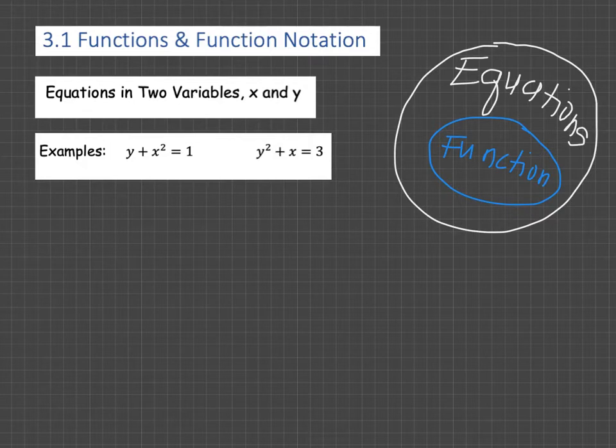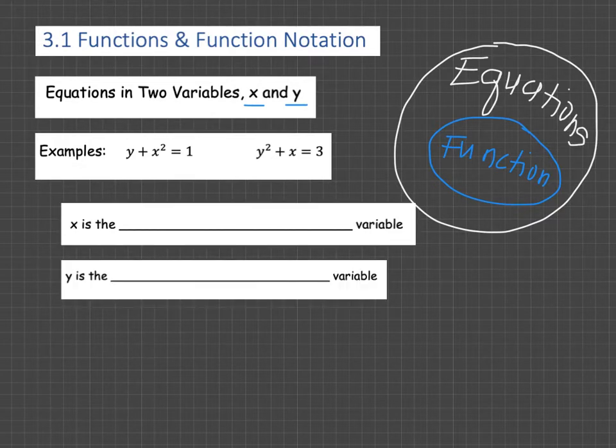When we talk about equations in two variables, usually we use x and y for the two variables. Here's a couple of examples. These are not necessarily functions. One of them is, I'll tell you that, and one of them is not. Y plus x squared equals 1, and y squared plus x equals 3.